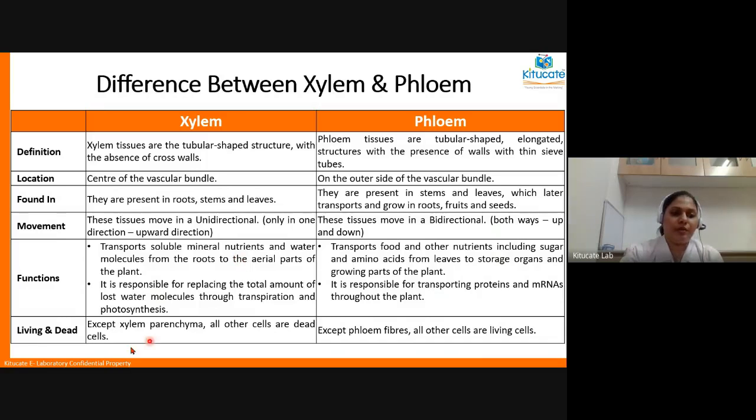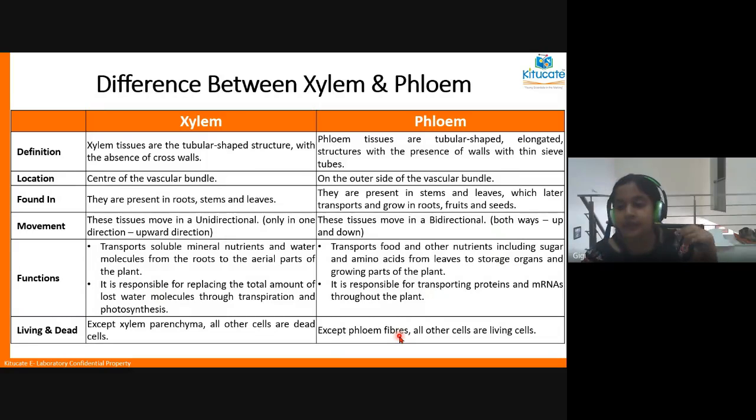Now, in xylem, parenchyma is the only living cell. The other three, that is xylem fiber, xylem vessels, and tracheids, are all dead cells. In case of phloem, phloem fiber is a dead cell, but the sieve tube, the companion cell, and phloem parenchyma are all living cells. This is to summarize the functions of xylem and phloem. Now you all tell me if you have any doubts in this.